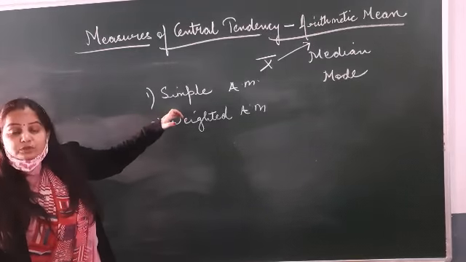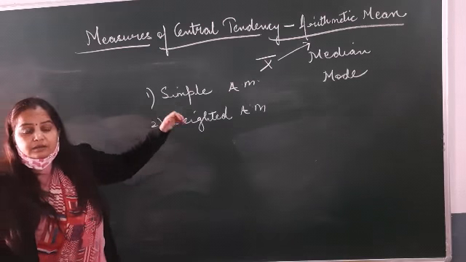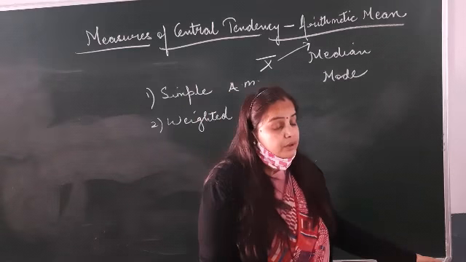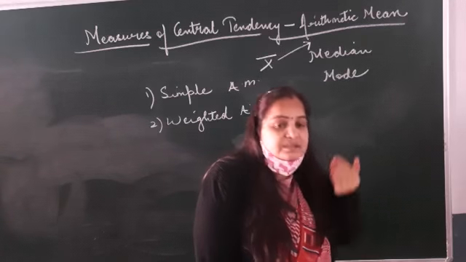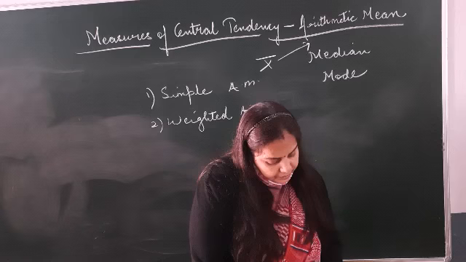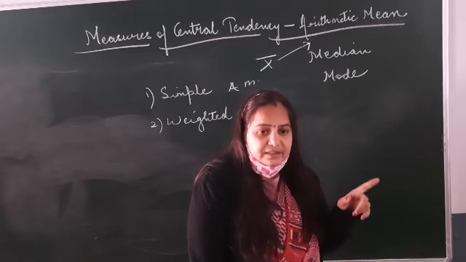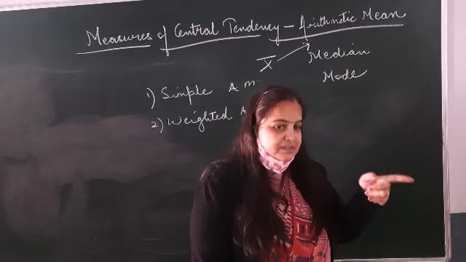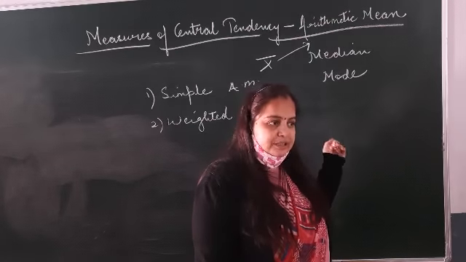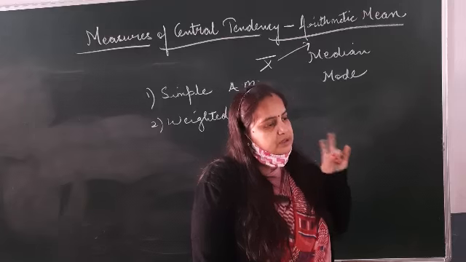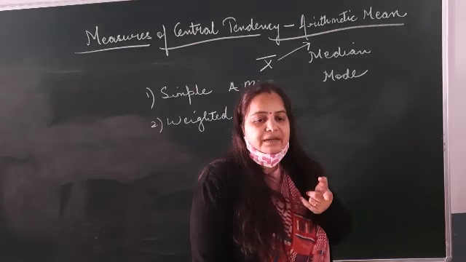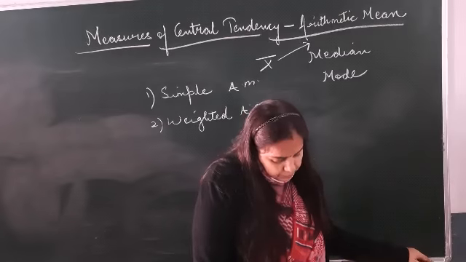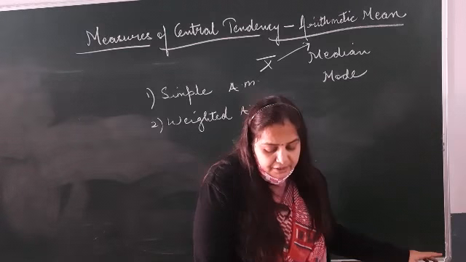Now for calculating the simple arithmetic mean, what do we need to know? We have to calculate in all the series. Which are the series? Individual series, discrete series and continuous series. Now what is the meaning of individual series, discrete series and continuous series? This I have already explained in the earlier chapters. So how we calculate arithmetic mean in all three series, this we are going to study further. So first let us see individual series.